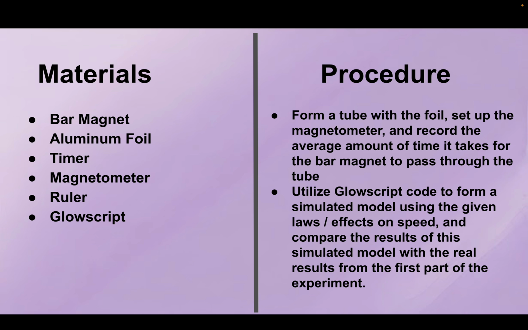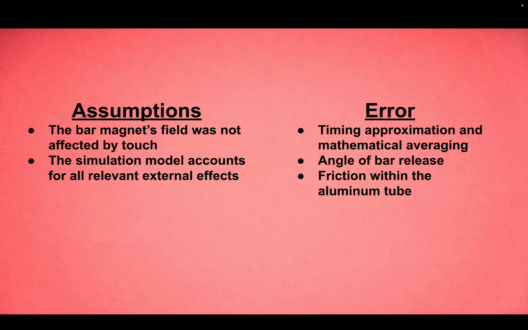The second big section of the lab was the GlowScript portion. So the first step was utilizing the GlowScript code to form a simulated model using the laws and effects on speed that we just saw in the last slide. And then after that, we had to compare the results of the simulated model with the real results from the first part of the experiment and see the difference. And obviously we saw that the simulated model resulted in slightly less time.